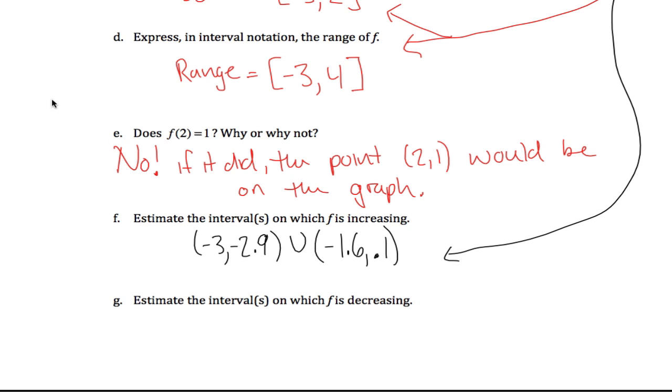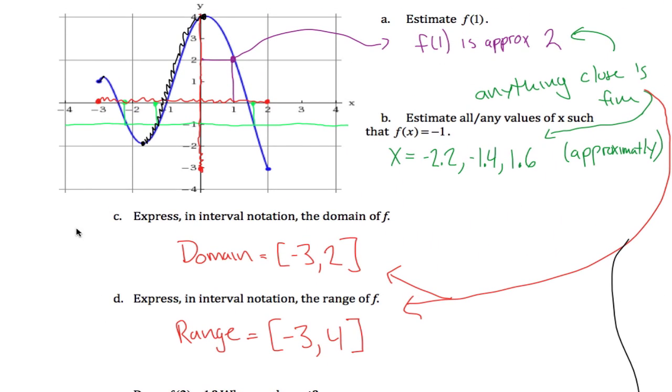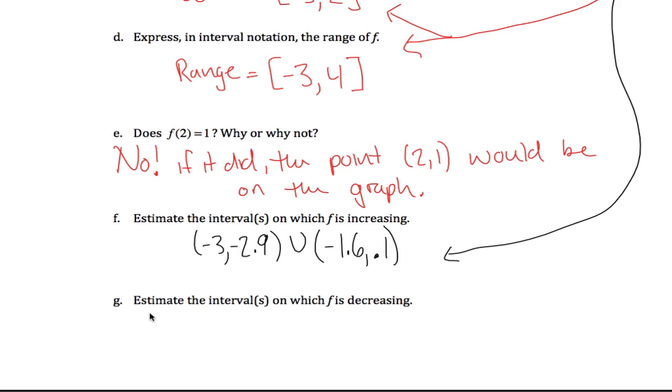Okay, and where's it decreasing? Well, it's decreasing where it's not increasing. It's decreasing from there to there and there to there. So what I can do is say, all right, I said it was increasing up to negative 2.9. So from negative 2.9 all the way up to negative 1.6, it's got to be decreasing. And then again from 0.1 all the way to the end of my domain, which is 2.